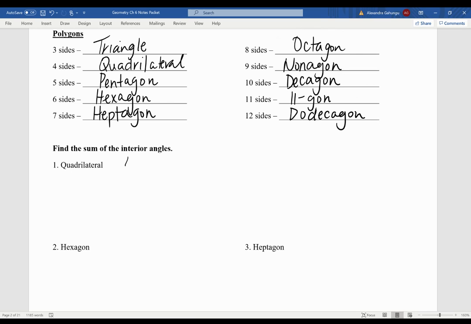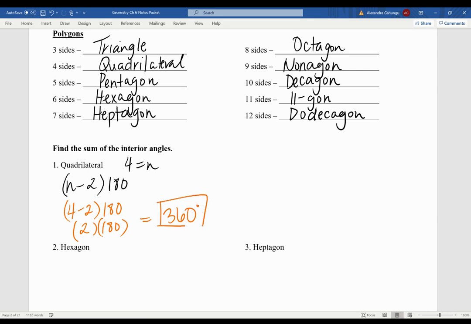So a quadrilateral has 4 sides. What that means is n is equal to 4. So I'm going to take the n minus 2 times 180 and put in 4. So 4 minus 2 times 180, and I always want to do the parentheses first, so it's 2 times 180. So any quadrilateral has the sum of 360 for its interior angles.